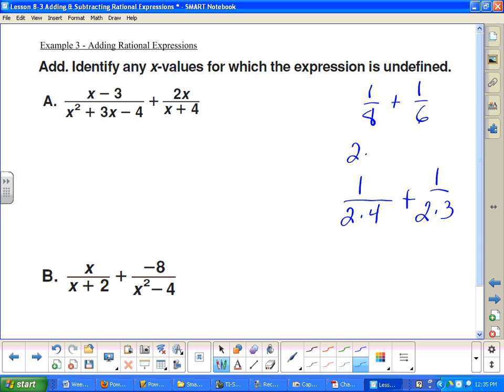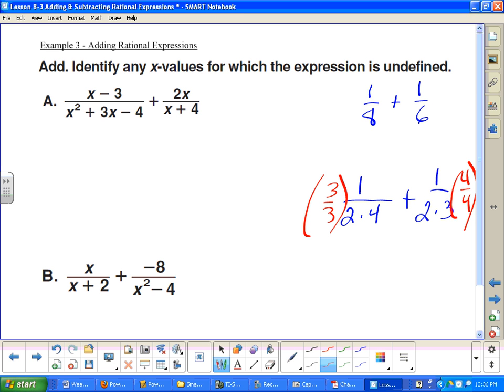So when I'm looking for a common denominator, both of these denominators already have a 2 in them, don't they? 1/8 and 1/6, they both have a 2 in them. But what does this denominator have that this one doesn't have? It has a 4, right? So that means I've got to multiply this fraction by 4 over 4. And then what does this denominator have that this one doesn't have? A 3. So I have to multiply this fraction by 3 over 3.